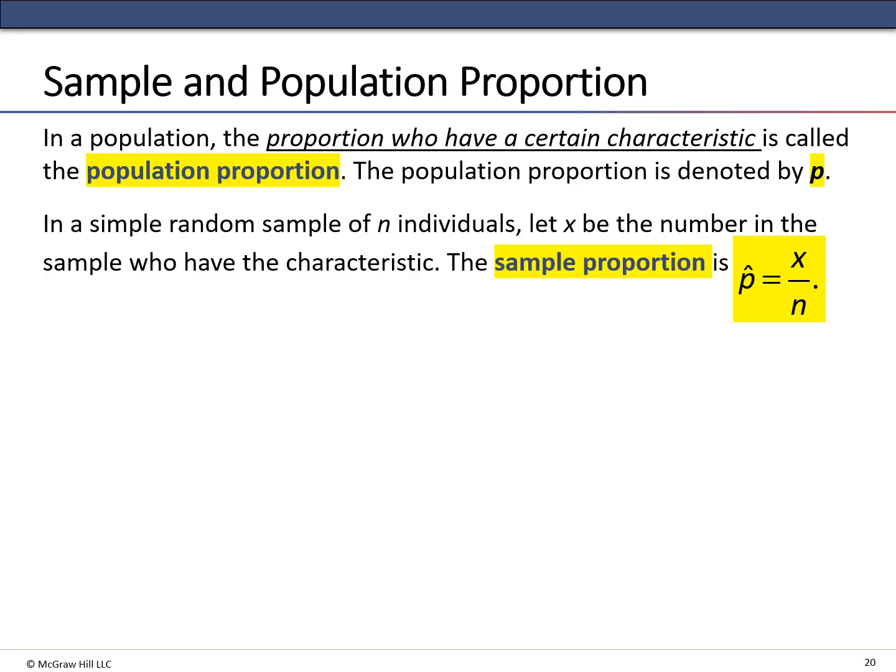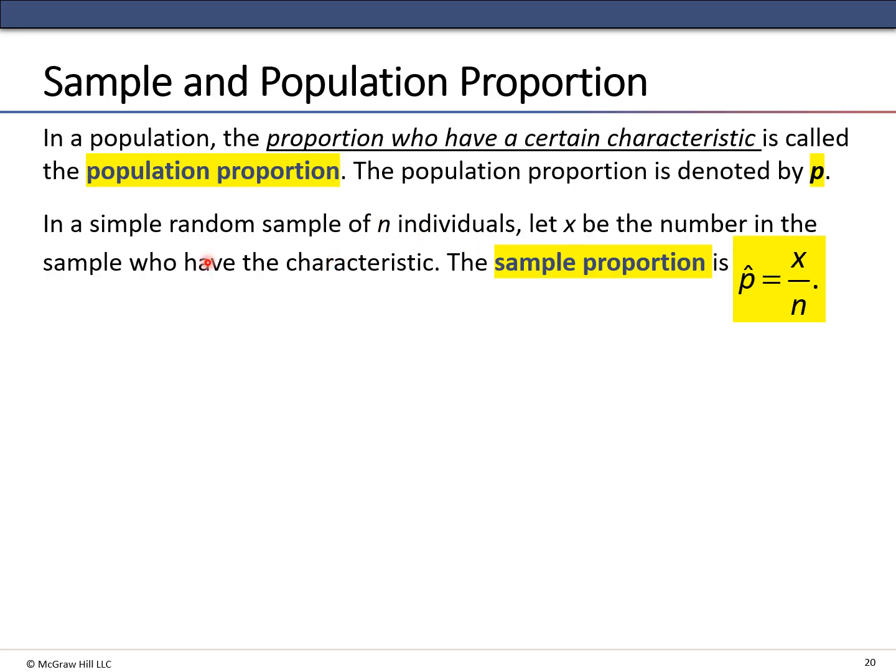It's very similar. In a population, the proportion who have a certain characteristic is called the population proportion. The population proportion is denoted by P. So we look at a population, we might say what proportion of this population is female, and that would be what we're given there. And then we take a simple random sample of n individuals from the population.